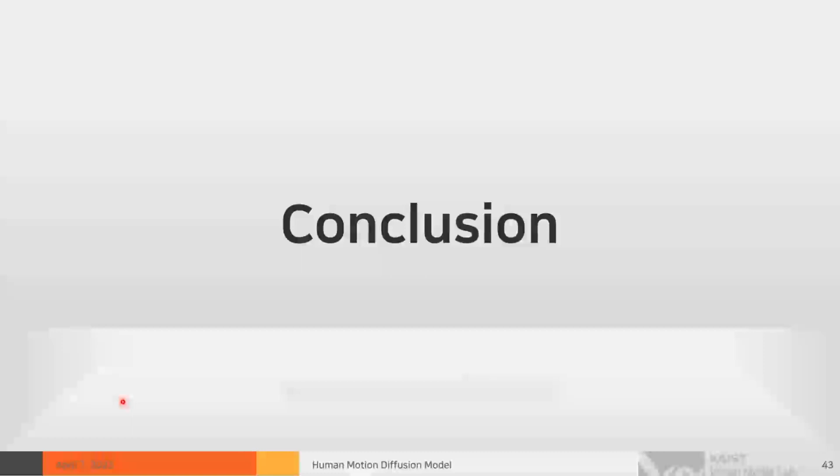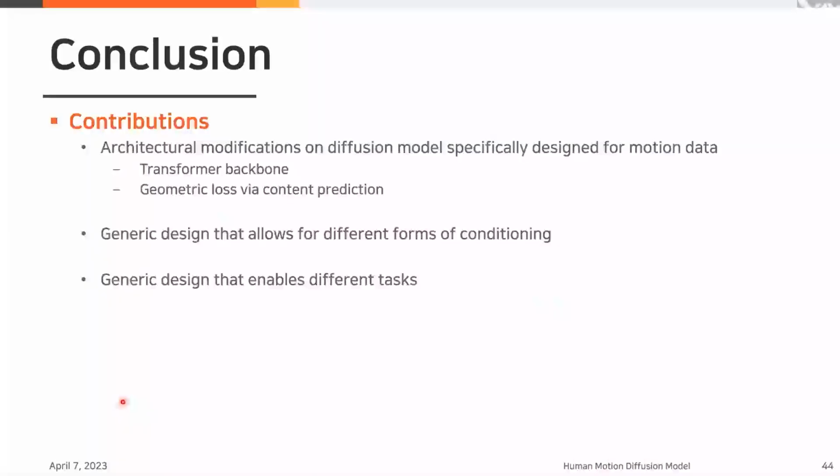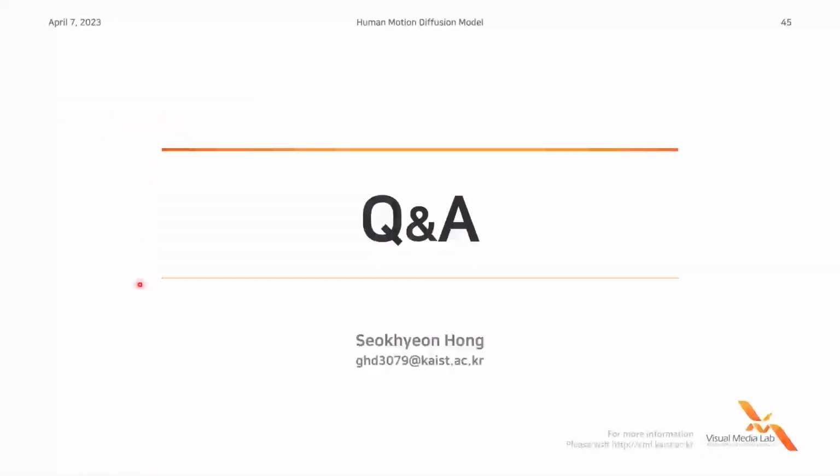So here are the contributions. They proposed architectural modifications on a diffusion model based on transformer and geometric laws via content prediction. And they propose a generic design that allows for different forms of conditioning and different tasks. So this is my presentation. Any questions?